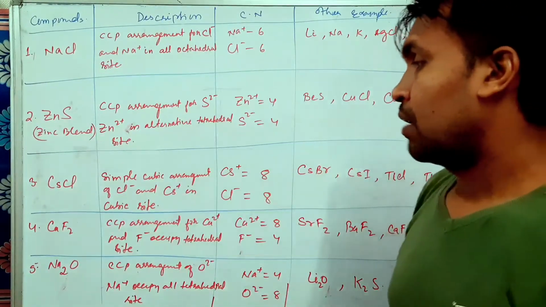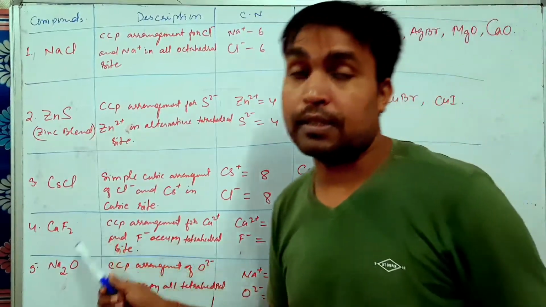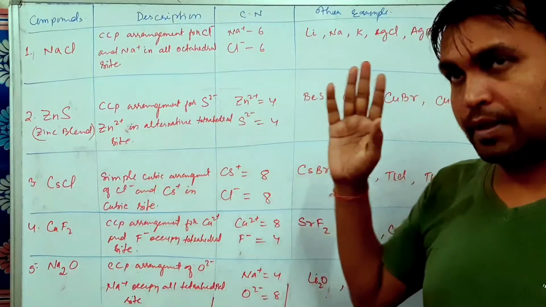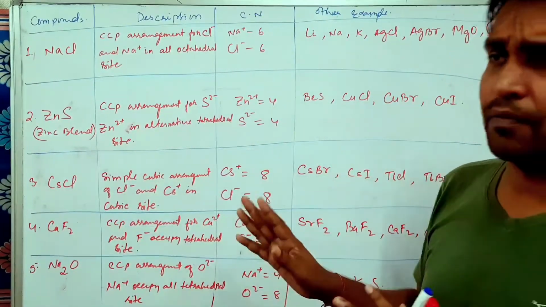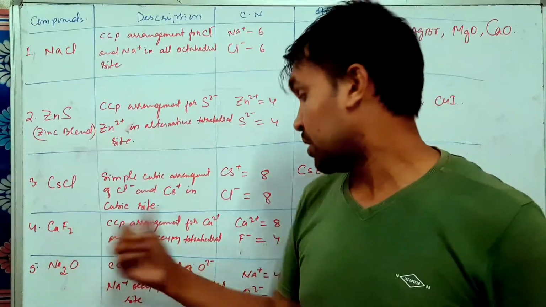Other examples which have the same description and the same coordination numbers are CsBr, CsI, TlCl, TlBr. Now the fourth one, CaF2. This question was asked in the NEET examination. Which year it was asked, I am a little doubtful about the year, but I think it is 13, 14 like that. In that year the coordination number was asked in the NEET examinations.